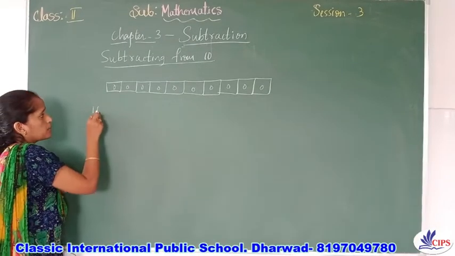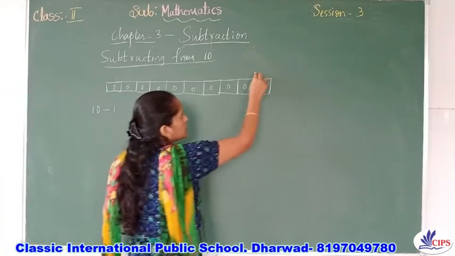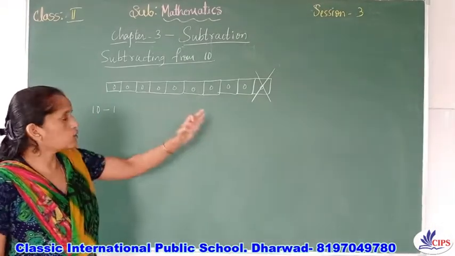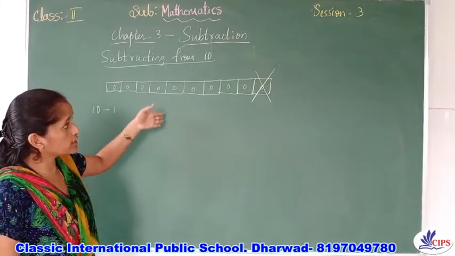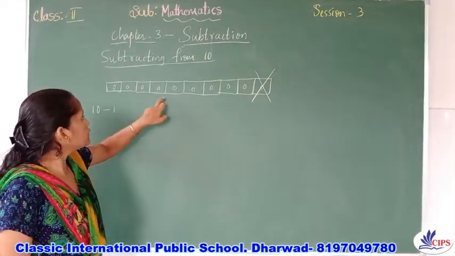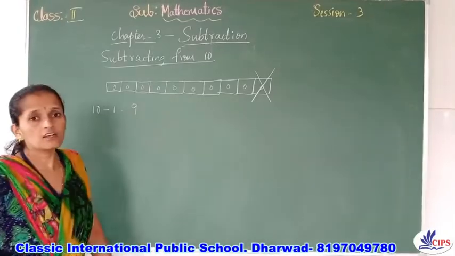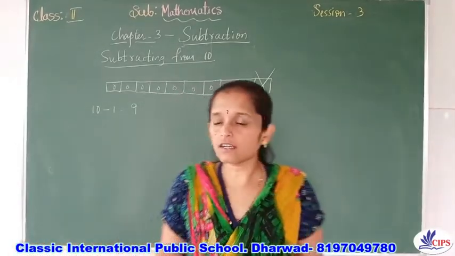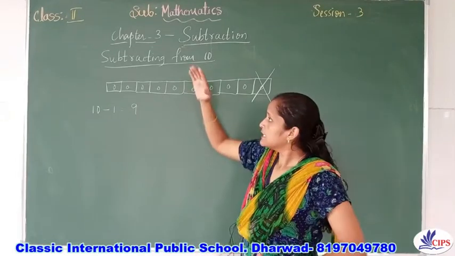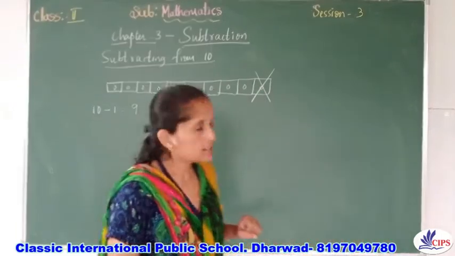Suppose it is 10 minus 1. Using the same blocks, minus 1 means they are crossing out the last box. This is very simple subtraction: drawing the blocks and crossing out, that is taking away. So how many are left? 1, 2, 3, 4, 5, 6, 7, 8, 9. Like this they do subtraction from 10. But it takes time, children. Drawing 10 blocks every time and crossing out whatever number is asked. Instead of this we can use only our fingers, that is also there, right?